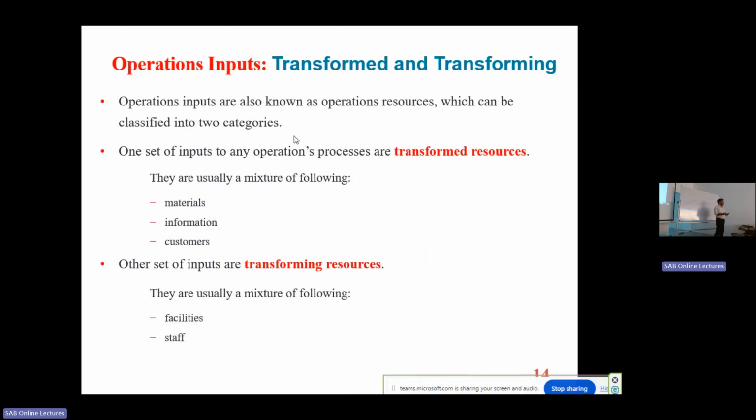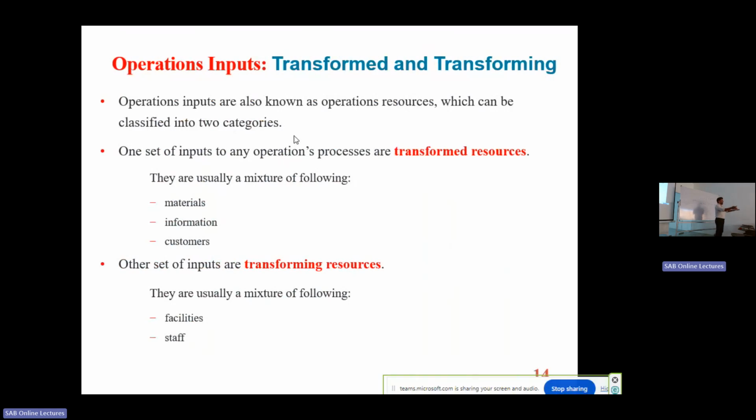So customers. Sometimes you might question, materials we can have as inputs, but in which type of operation systems are customers used as inputs? Let me answer the question. In manufacturing industries or service industries? No. In service operations. From the operations side, we understand we process customers. Do you agree? That is how we need to understand it from the operations side.